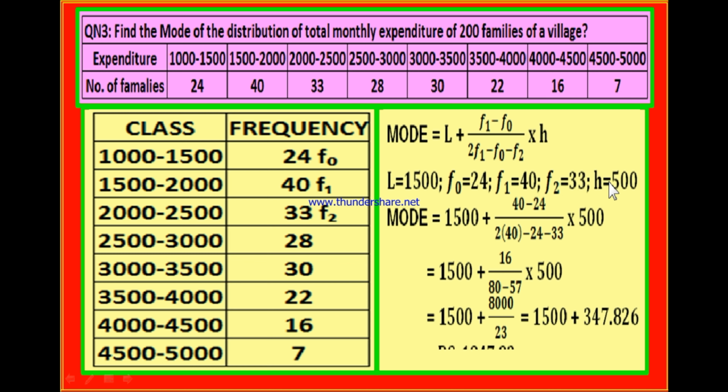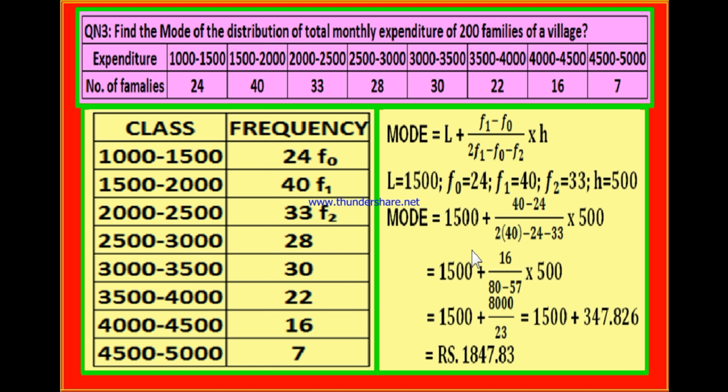The difference is always 500. Therefore, H is equal to 500. Now let us substitute these values in the given formula. So mode is equal to L value 1500 plus (F1 minus F0) 40 minus 24 divided by (2F1) 2 into 40 minus F0 minus F2, 24 minus 33, into H is 500.